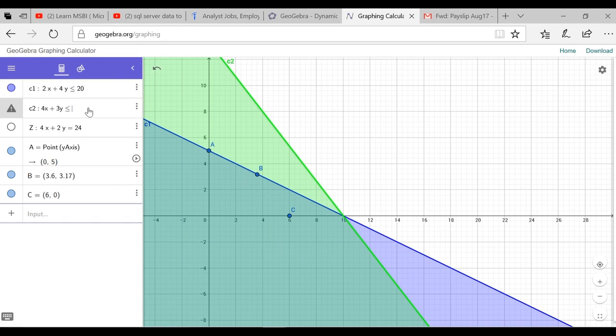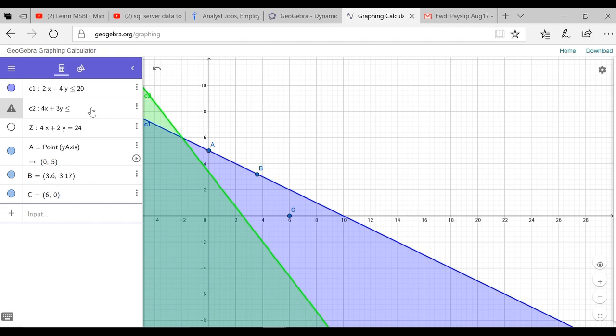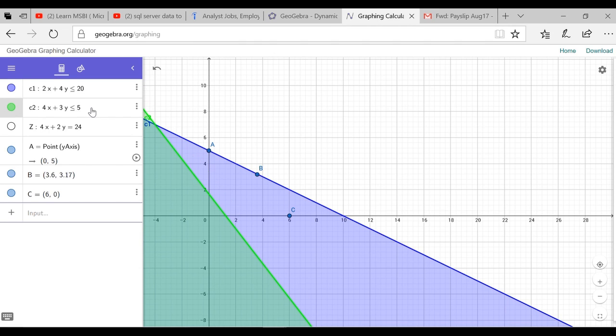First, let me take it to the original value and now start reducing it. Let me reduce it till 10. So if I reduce till 10, my point C moves from 6, 0 to somewhere around 2.5, 0. Still, it is in the feasible region. It is on the binding constraint C2 and x-axis, and it is still positive, 2.5, 0. So let's reduce this value further. If I reduce it till 5, now my C point becomes something around 1, 0. So when my point is 1, 0, it is still on the binding constraint, it is still in the feasible region, and it is still positive. So it is satisfying all the three conditions.